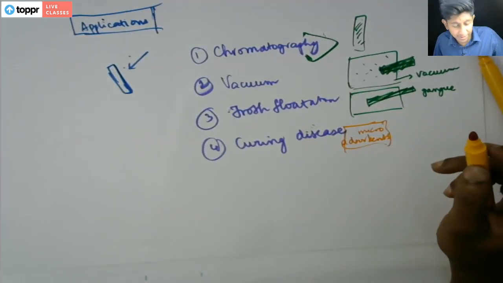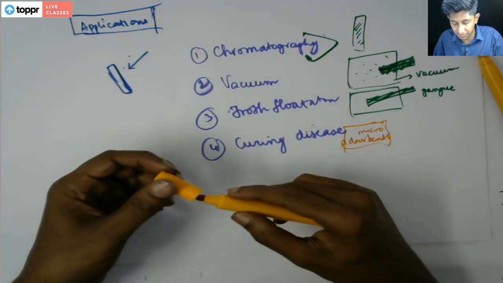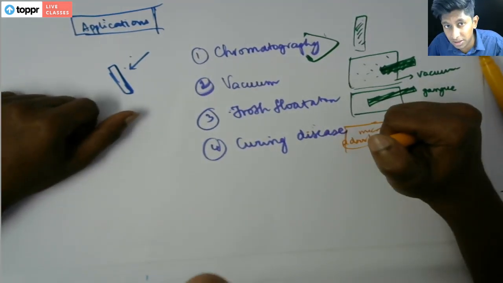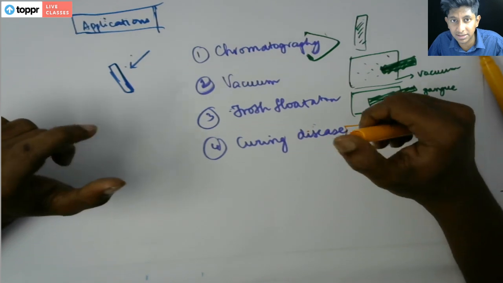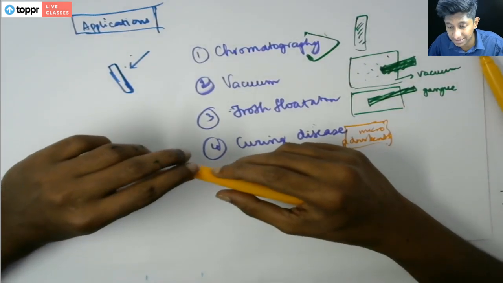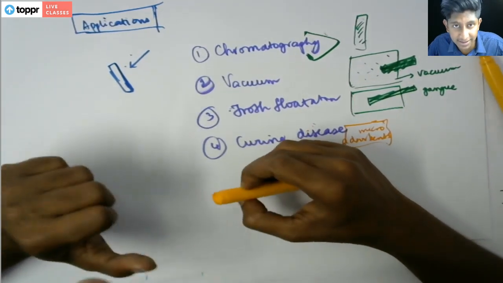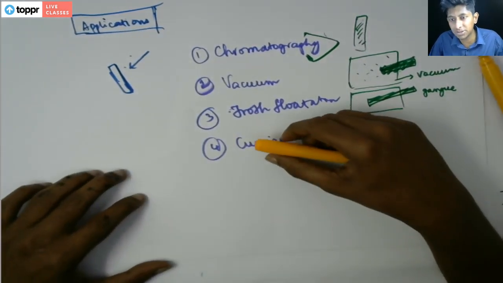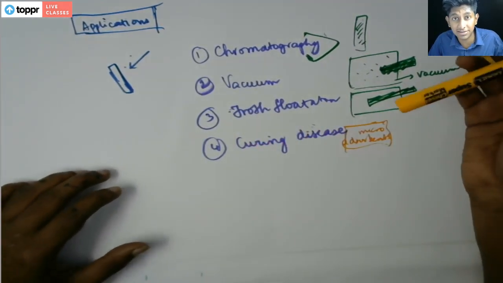So that's it for today. Mainly we are going to be seeing more about two topics after this: one is colloids, and the second one is catalysis. After that, we'll be solving problems. Until the next class, I'll see you soon.